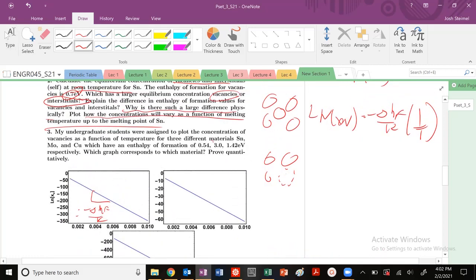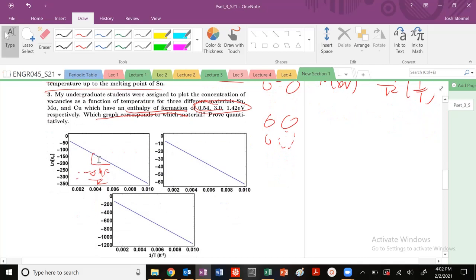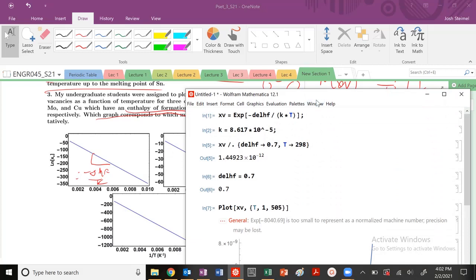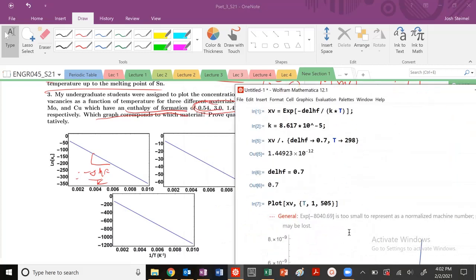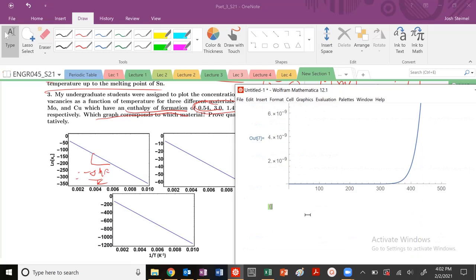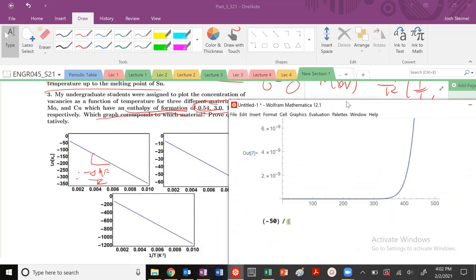We're asked to figure out which graph corresponds to which material, and we have the enthalpy of formation here, here, and here. So all I really have to do is figure out the slopes. Let's do rise over run. If we start here, assume this is at zero, we're going to go from 60 to 10. So the rise is minus 50, divided by 0.01.